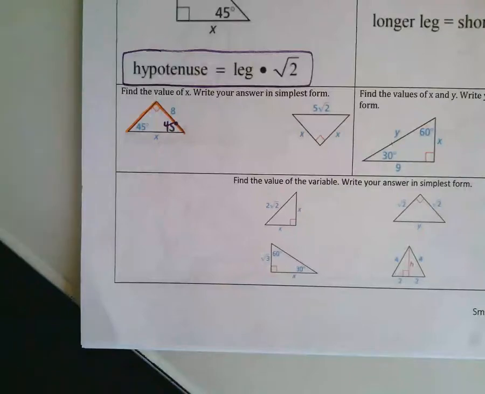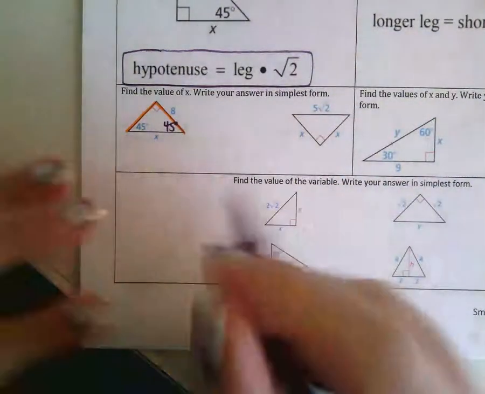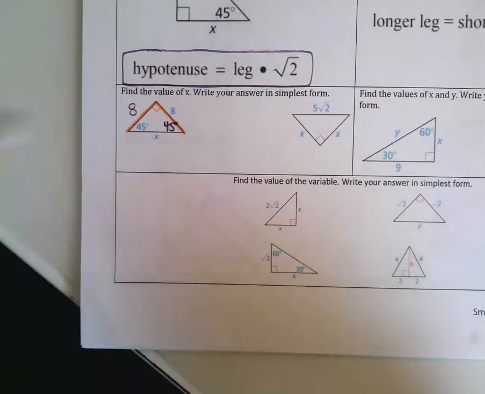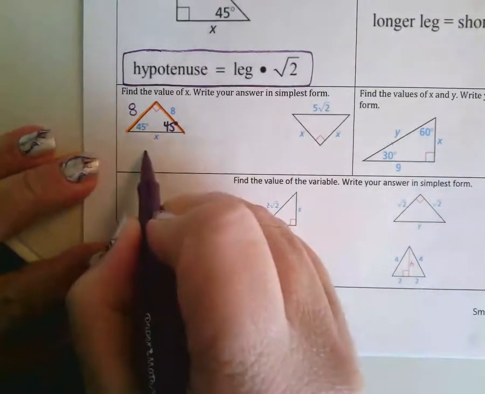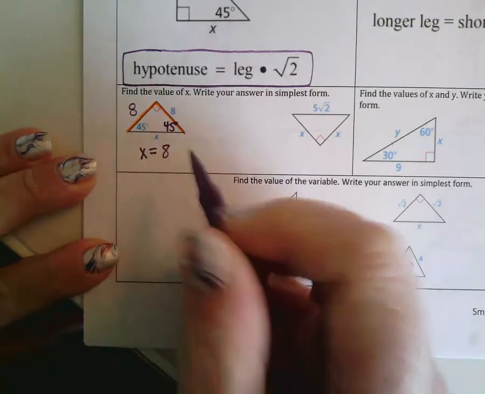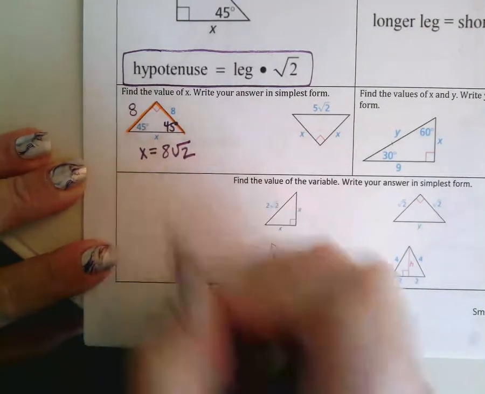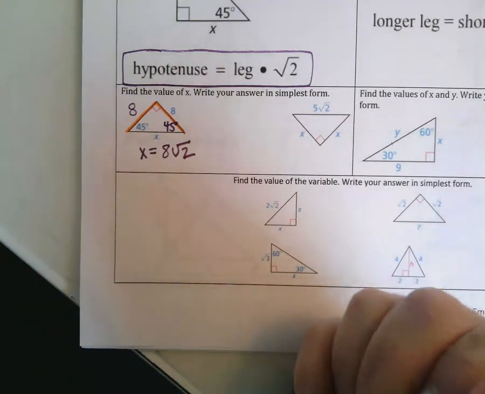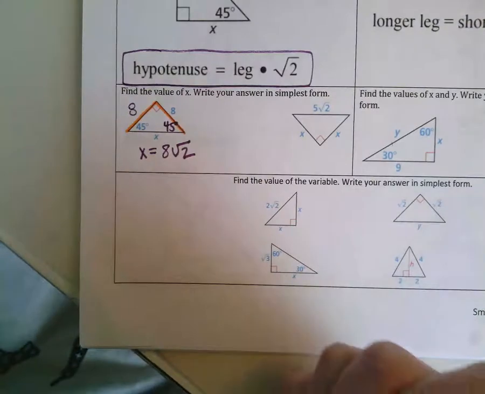And I told you that the legs would be exactly the same in a 45, 45 because of the fact that it comes from a square. All you need to do to find x is take that 8 and multiply it by the square root of 2. And you're done. That's what makes these kind of fun and kind of simple.